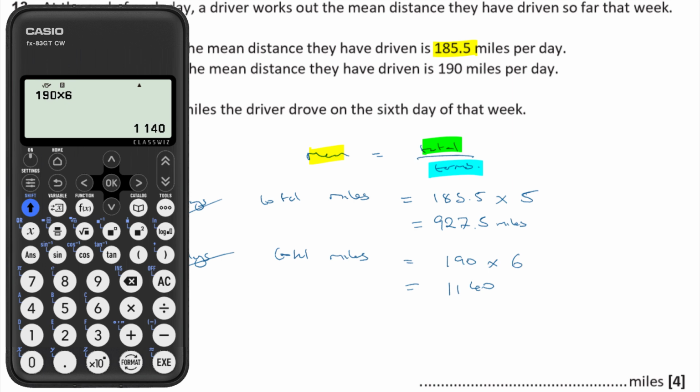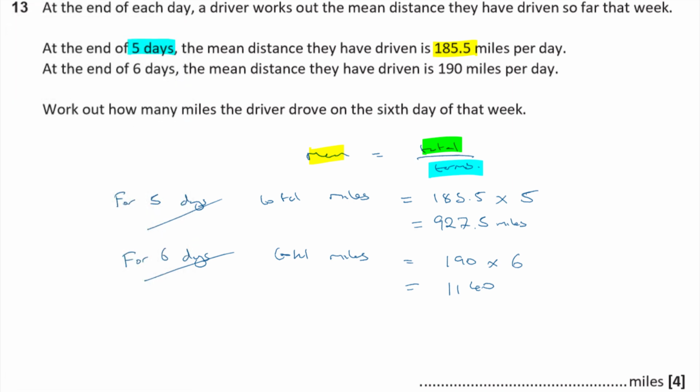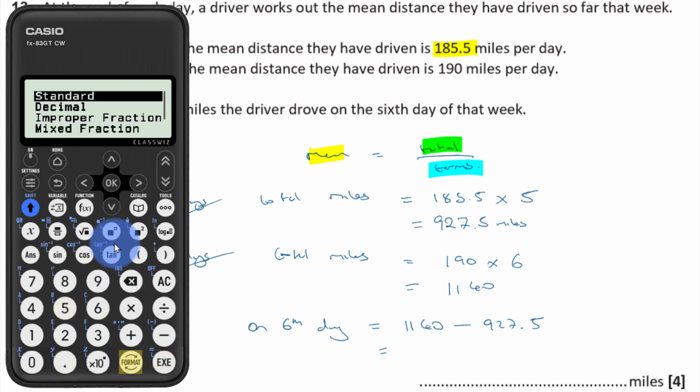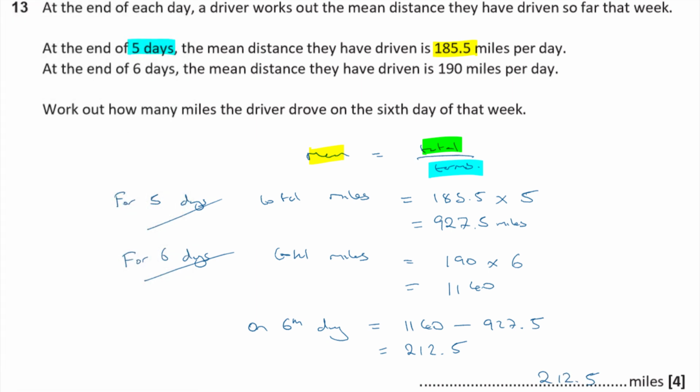So that means the distance travelled on the 6th day must be the difference between those two numbers. On the 6th day it would have been 1140 minus 927.5. What does that come out to be? Minus 927.5 must have been 212.5. So that's the distance he travelled on the last day.